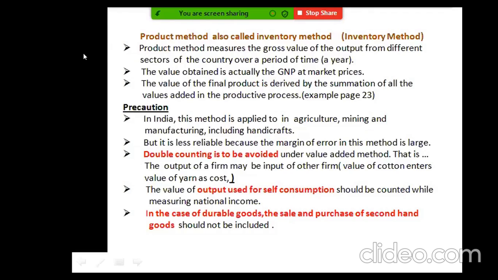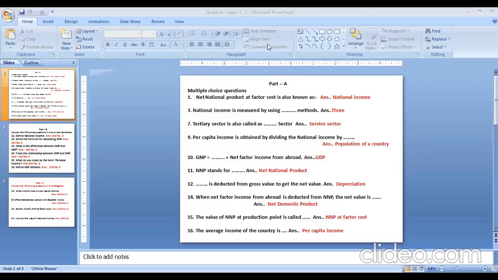Under the product method, it measures the gross value of the output from different sectors of the country over a period of time. That means the total output produced by different sectors, from the primary sector, secondary sector, as well as the tertiary sector, that is the service sector, is measured. This is called the product method. The value obtained is actually the GNP at market price.